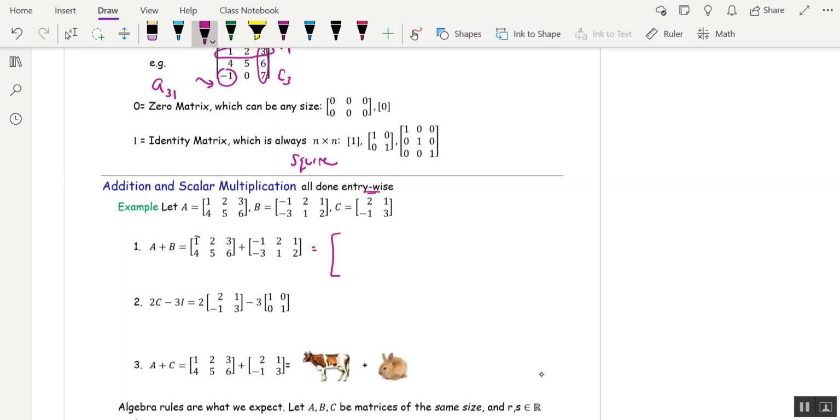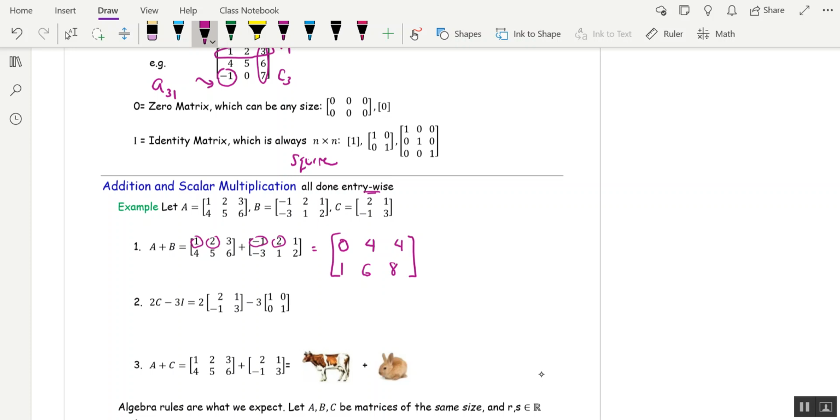For instance, I'm going to add 1 to -1 to get 0. And then the second entry going along the top row is 2 plus 2, which is 4. And then the third entry on the top is also 4. And then moving to the second row, I want 4 plus -3, which is 1. 5 plus 1 is 6. And 6 plus 2 is 8.